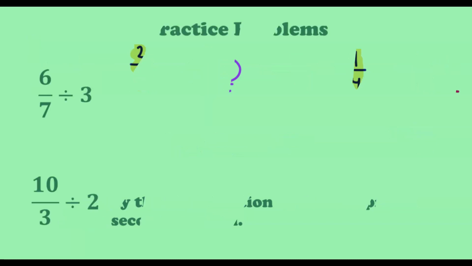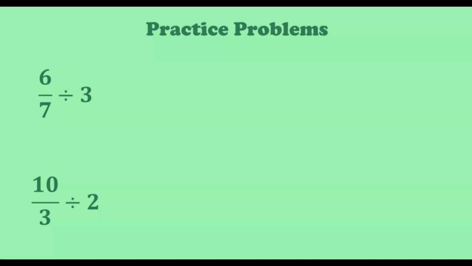Now let us have a look at a few practice problems. In the first problem, we have 6 over 7 divided by 3. So we want to divide the fraction 6 over 7 by the whole number 3. First of all, what we're going to do is rewrite this problem. So we write 6 over 7 divided by 3. And since any number divided by 1 is equal to itself, we write 3 as 3 divided by 1. Now we can see that the problem has been converted into a problem where we divide a fraction by a fraction.